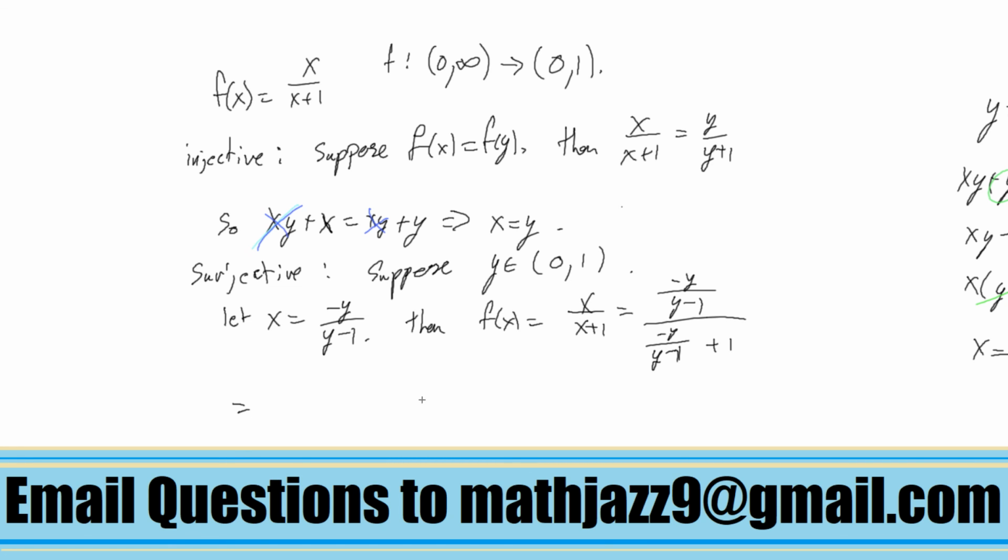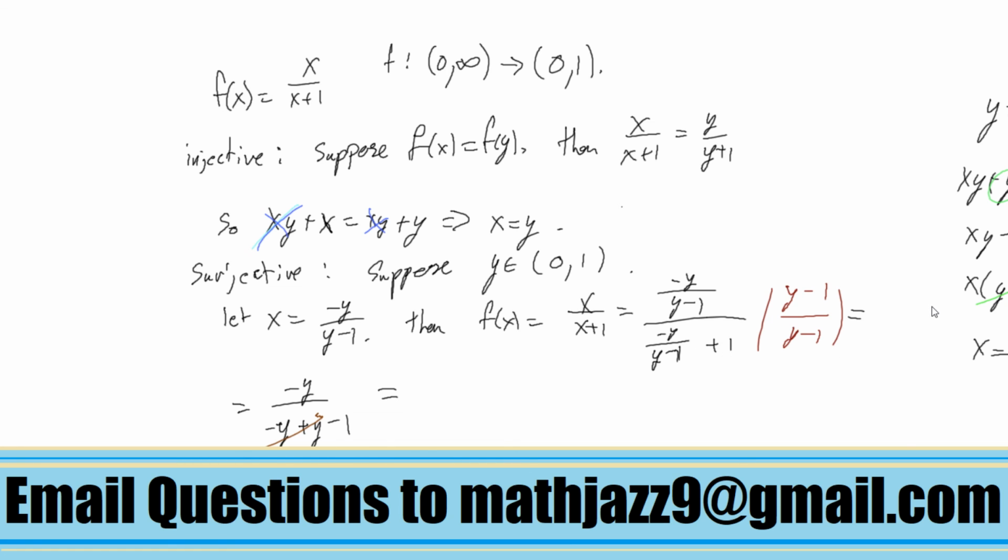Well, what does that equal? We're going to multiply everything by y minus 1 over itself so that we can get rid of the compound fraction. Multiplying by something over itself doesn't change the value of the fraction. So we get negative y on top, and we get negative y plus y minus 1 on the bottom. Well, the negative y will cancel with the positive y, is what I mean to say.